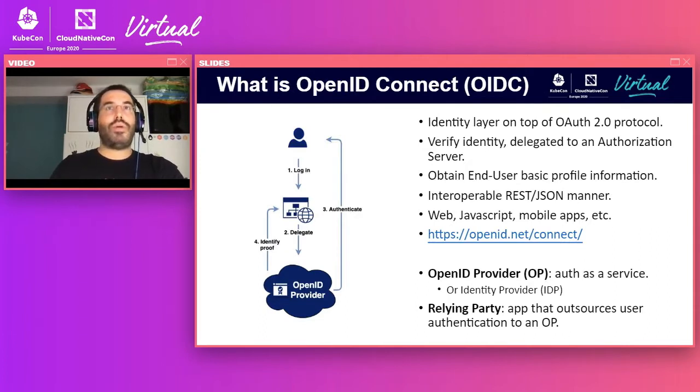Well, and what is OpenID Connect? Basically, it is an identity layer on top of the OAuth 2.0 protocol to verify identity delegated to an authorization server. So it allows you to obtain end-user basic profile information in an interoperable REST JSON manner, compatible with web, JavaScript, mobile apps, etc. Basically, it lets application-side developers authenticate users without taking on the responsibility of storing and managing the passwords in the face of an internet that is well populated with people trying to compromise your users' accounts for their own gain.